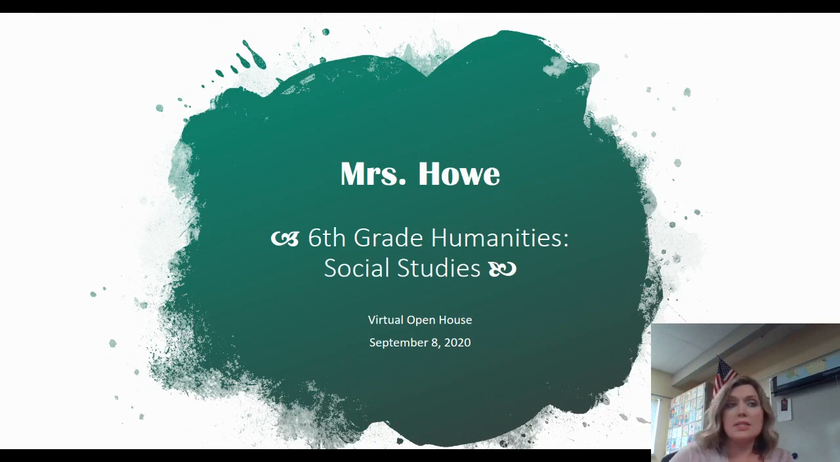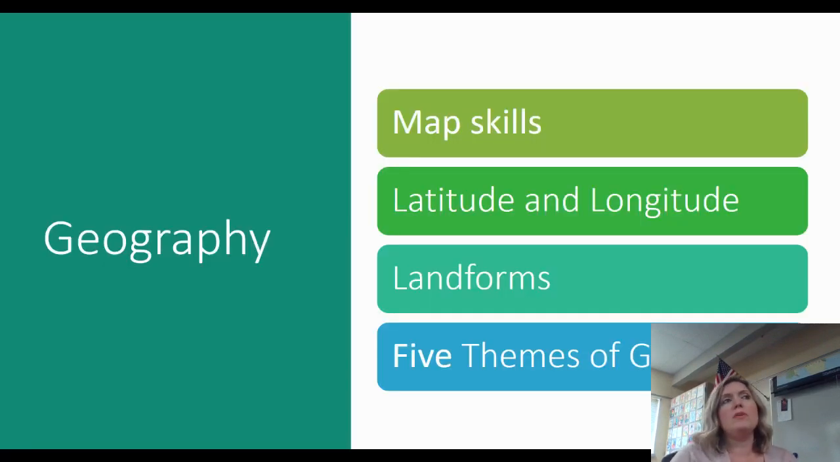Our study of social studies this year will start with geography because it's important to know where we are before we start studying the people. So we will cover some map skills, maybe not quite as much mapping as we would do in the classroom, but we'll find some fun ways to do that online. Latitude and longitude, landforms, and then we finish up with 5 themes of geography.